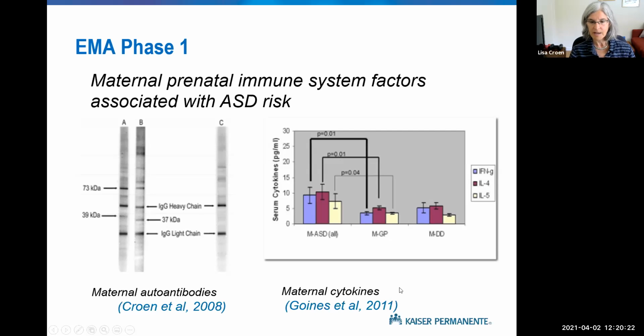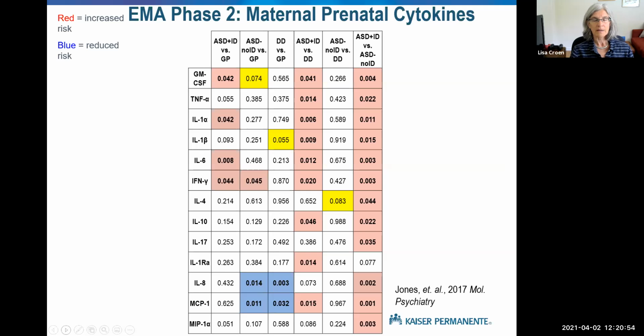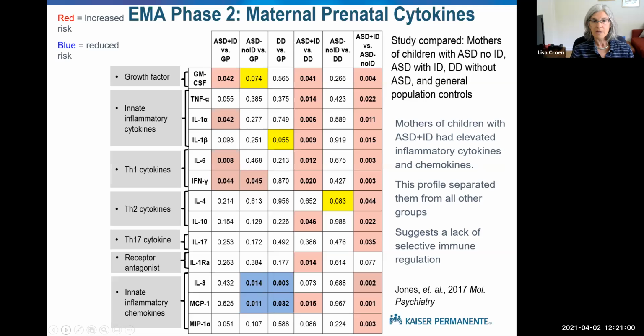The other was looking at the maternal cytokine profile, and we found significant differences in three pro-inflammatory cytokines, interferon gamma, IL-4, and IL-5, that were elevated. Levels were elevated in the mothers of children with autism compared to the mothers of the general population controls. And this is after controlling for lots of different covariates. Then in the second phase of the study, where we had a much larger sample size, we were able to look at phenotypic subgroups of autism, as well as just autism overall.